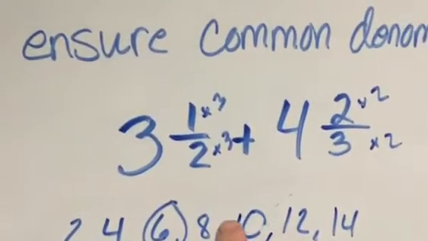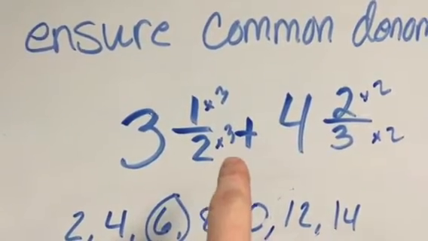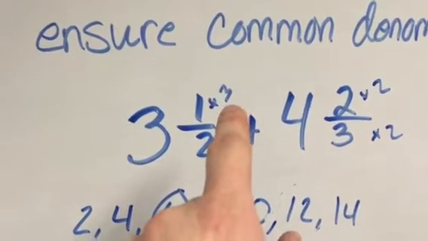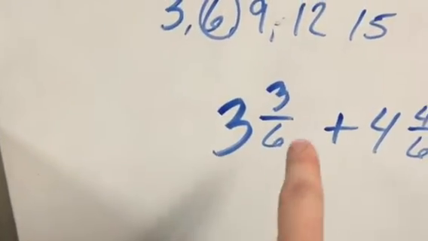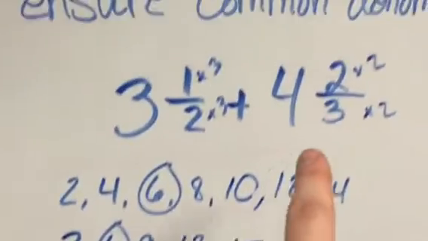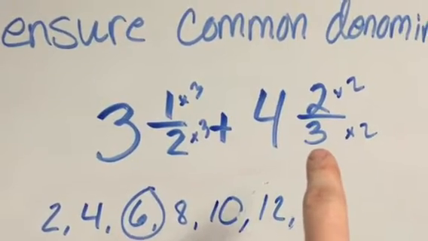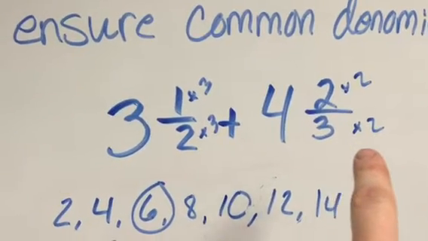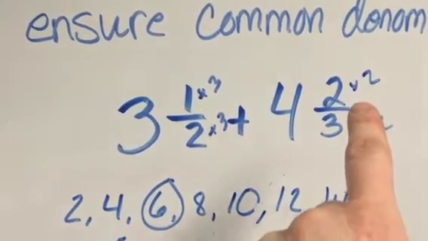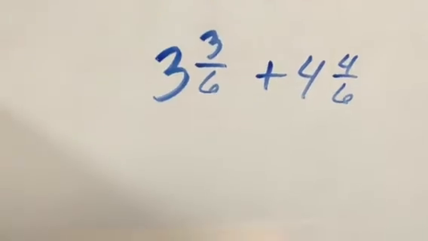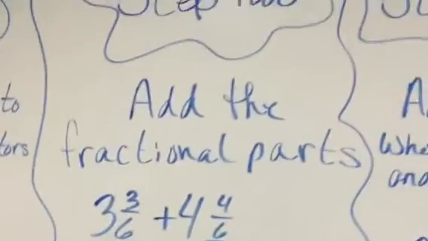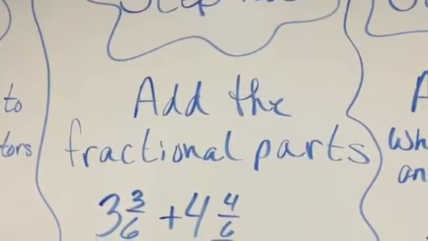To do that right here, we have to multiply 2 times 3, and if we do it to the denominator, we need to do it to the numerator, so 1 times 3, and that's going to give us 3 3/6. And for this one, we have to get the denominator to 6, so 3 times 2 is 6. So we do that to the numerator and multiply that by 2, and that gives us 4 4/6. And that's step 1. Step 2, you add the fractional parts.